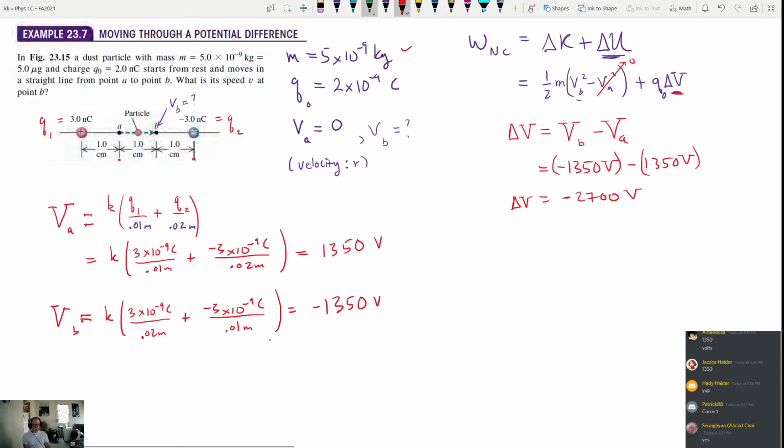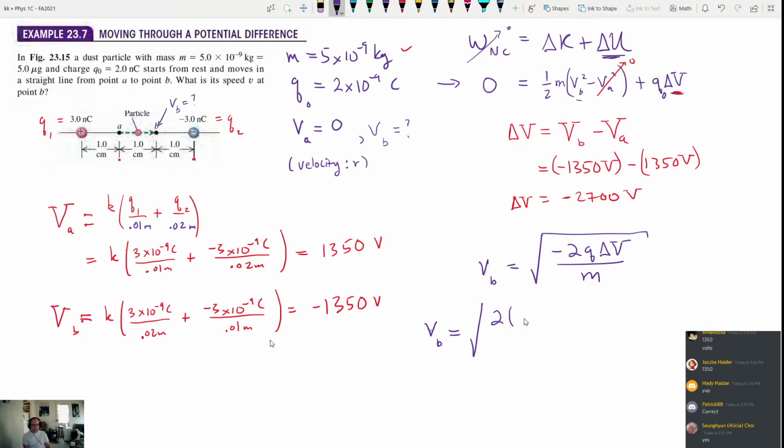Okay, now we can solve our original equation. The work done by non-conservative forces is 0. There are no non-conservative forces in the problem. We rearrange that equation, and we're going to get that VB is equal to the square root of negative 2Q delta V divided by the mass. Same result we got earlier. Plug in our numbers, so it's 2 times our charge, Q naught, this was actually Q naught, sorry, was 2 nanocoulombs, so 2 times 10 to the negative 9 coulomb, multiplied by delta V we found was negative 2700 volts. Throw an overall minus sign in front of this, divide by the mass.